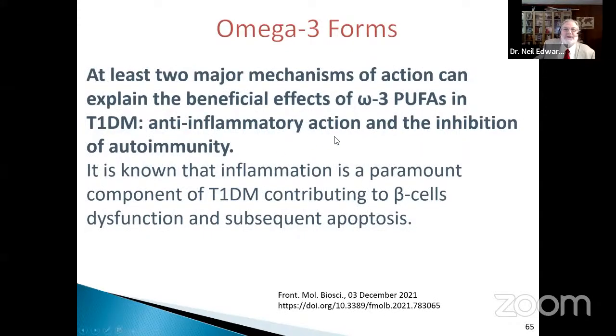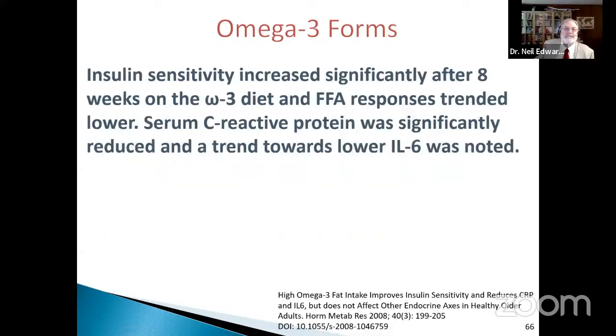So the anti-inflammatory action of omega-3 and the inhibition of autoimmunity are two factors that are important. For example, inflammation is something that contributes to the beta cell dysfunction and death in type 1 diabetes. Insulin sensitivity increases significantly after 8 weeks on an omega-3 diet, and the other responses trend lower, including serum C-reactive protein and a trend towards lower interleukin-6, so it can affect the inflammatory markers as well.